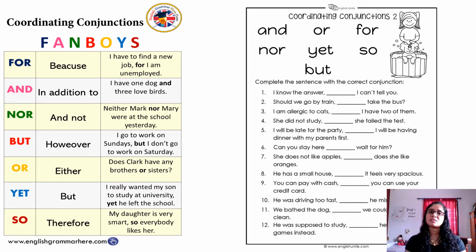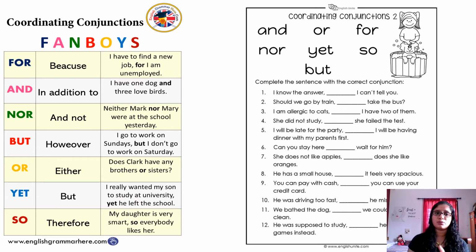So how you have to say it is neither. You have to use the word neither. Neither Mark nor Mary went to the school. But, you can use the word however, but instead of using that you can use this conjunction, but. I go to work on Sundays but I don't go to work on Saturdays.